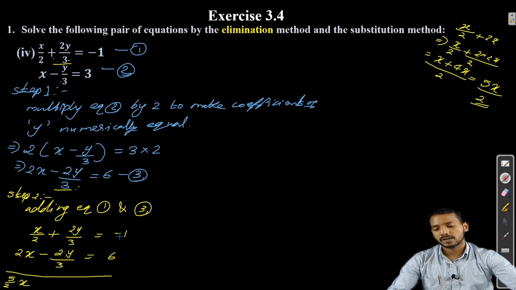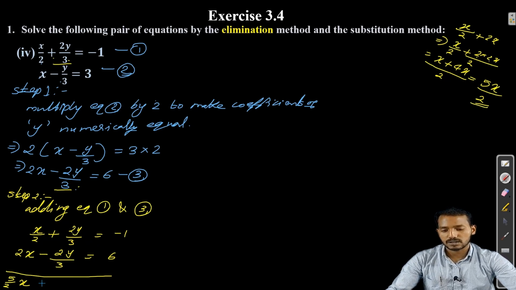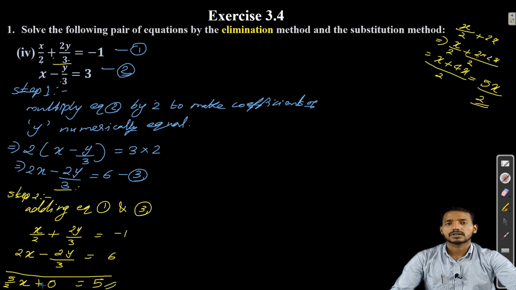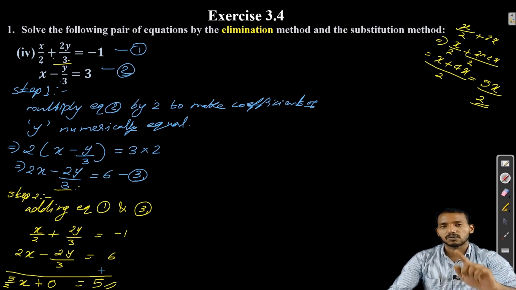Very simple, okay? Then plus 2y by 3 and minus 2y by 3 will be 0. Opposite, so they cancel. Which is equal to minus 1 plus 6 is equal to 5. Clear? So 5x by 2 is equal to 5. That is the equation in one variable.